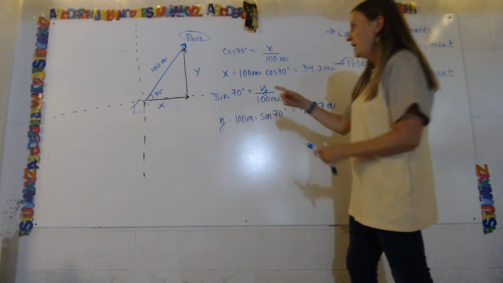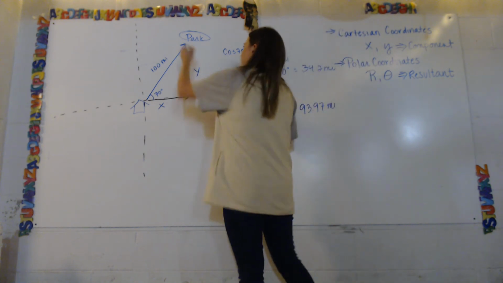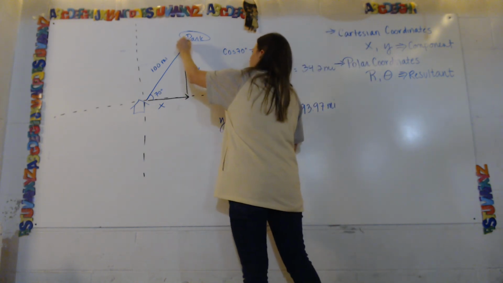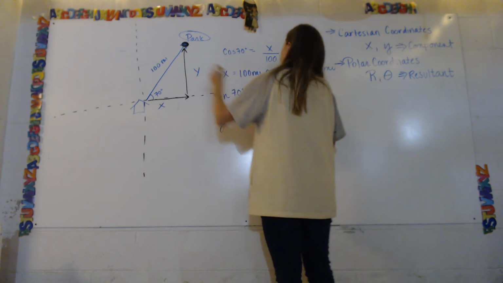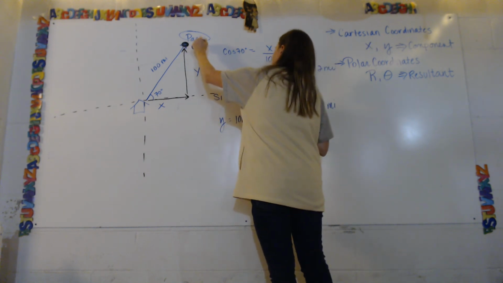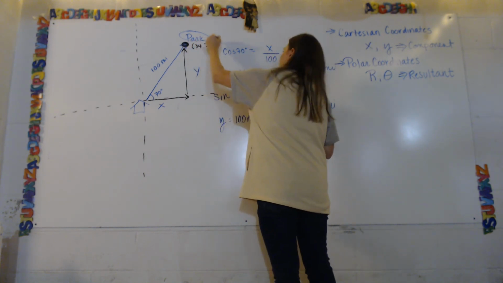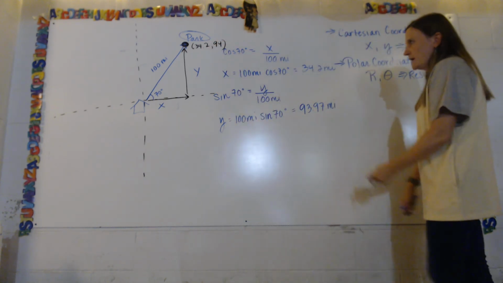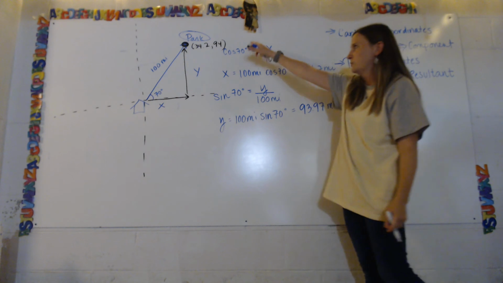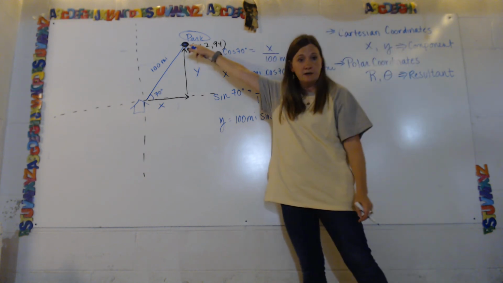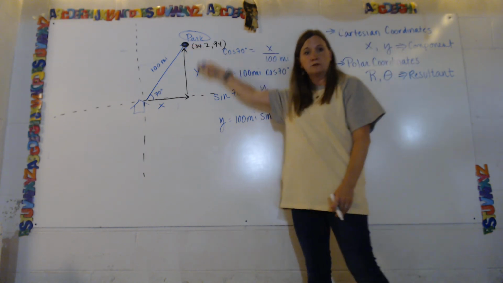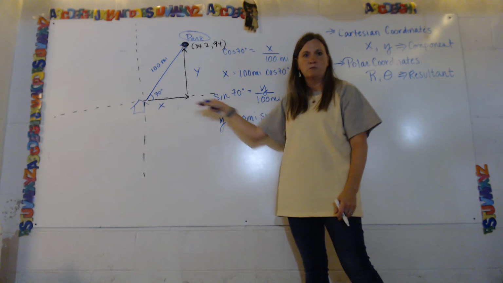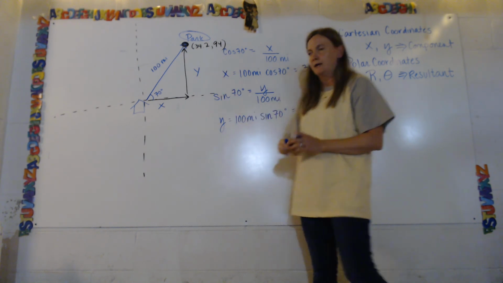If I described this point right here where I ended up at the park in Cartesian coordinates, it would be point 34.2, let's just round it to 94, right? So if I gave you a graph and said, plot this point 34.2 and 94, you would end up right here, and that was my park in Columbus. So you use the components, the x and y components, to get there.